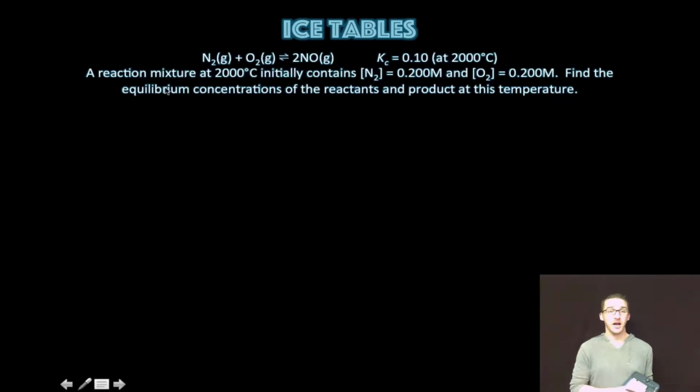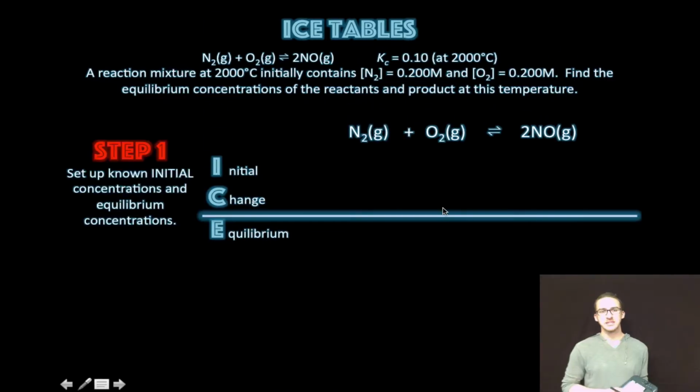Second example. A reaction mixture at 2000 degrees Celsius initially contains a concentration of nitrogen gas of 0.200 molar and oxygen gas of 0.200 molar. Find the equilibrium concentrations of the reactants and product at this temperature. Reaction. Ice tables. Step 1. Set up known initial concentrations and equilibrium concentrations.